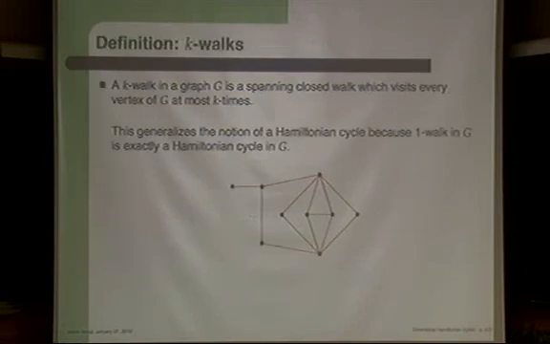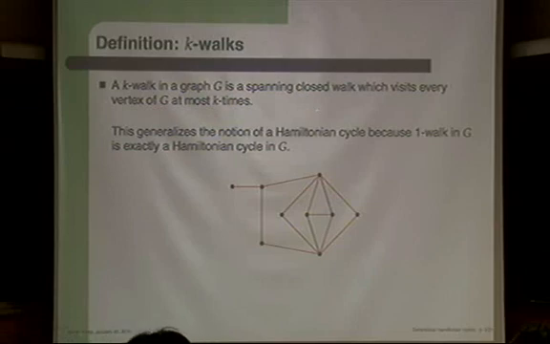So this is a definition of a k-walk. A k-walk in a graph is a spanning closed walk which visits every vertex at most k times. By walk we mean a sequence of vertices and edges, and you may repeat vertices and edges as well. So you can use one edge or one vertex more than once, and in a k-walk, at most k times.